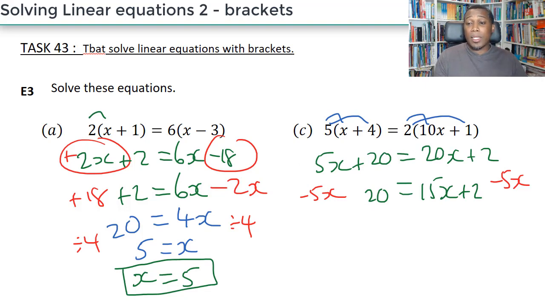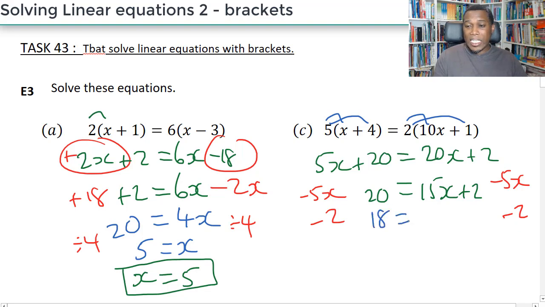Then what am I going to do there? I want the x, so the plus 2 has to go. We're going to do minus 2 from both sides. That leaves me with 18 and 15x on the right. 18 is equal to 15x. And then to finish off the job, I'm going to divide both sides by 15.